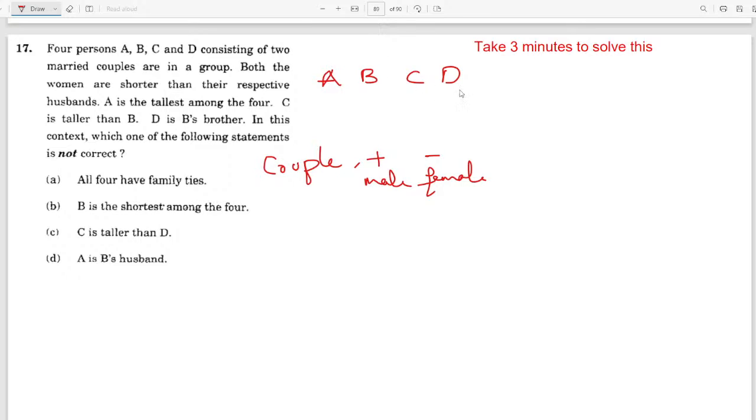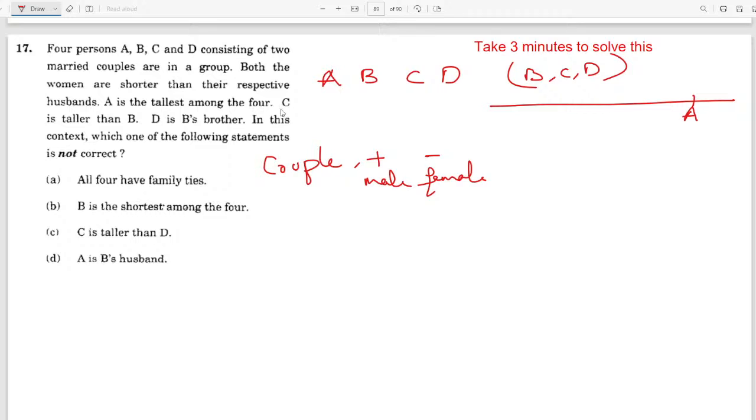We don't know exactly who are the couples. Both the women are shorter than their respective husbands. So they are saying that women are shorter than their husbands. A is the tallest among the 4. So if I draw a number line here, A would be on the rightmost corner, and here the B, C, D would be there, but we don't know where B, C, D are.